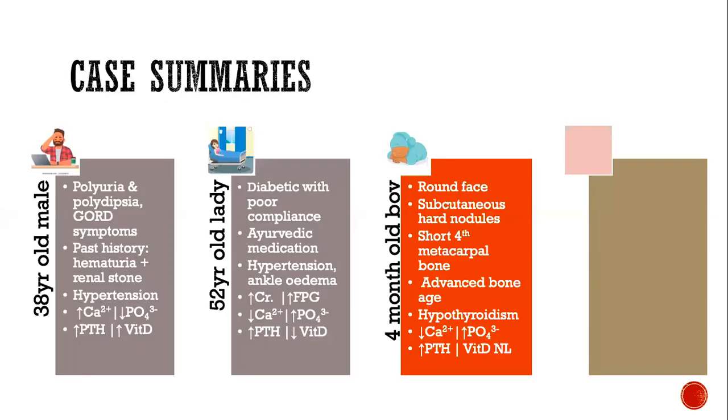Case 3, a 4-month-old baby with round face, subcutaneous hard nodules, short fourth metacarpal bone, advanced bone age, and hypothyroidism with hypocalcemia, hyperphosphatemia, increased PTH, and normal vitamin D levels.